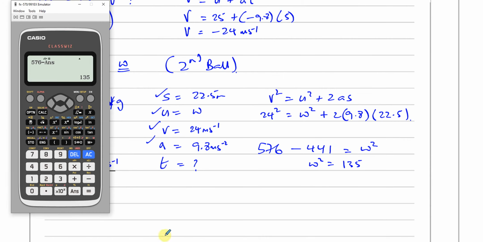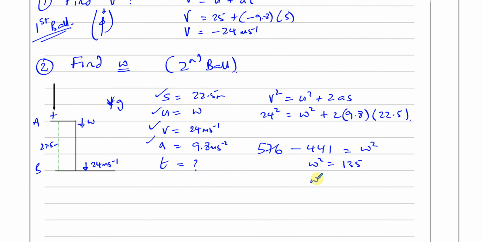So therefore, you have to find the square root of 135, which gives you 3 root 15, which is 11.6 meters per second. So W is equal to 11.6.